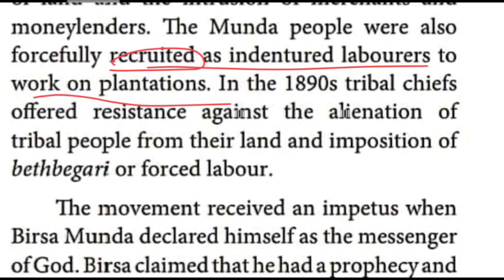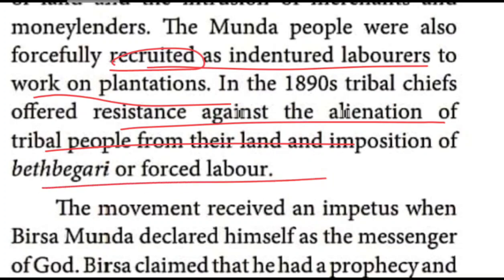So, in the 1890s, the tribal chiefs offered resistance against the alienation of the tribal people from their land and the imposition of Beth Behari. Beth Behari, what is the meaning? They were considered as forced labor. Okay, forced labor. So this movement received an impetus, what is the meaning?